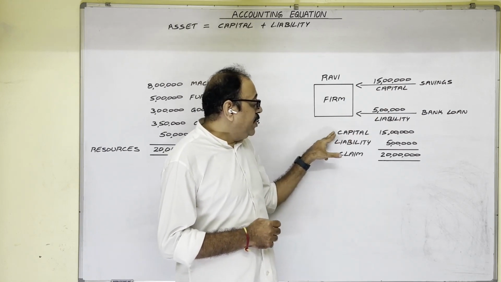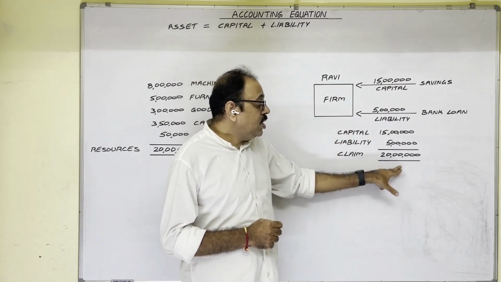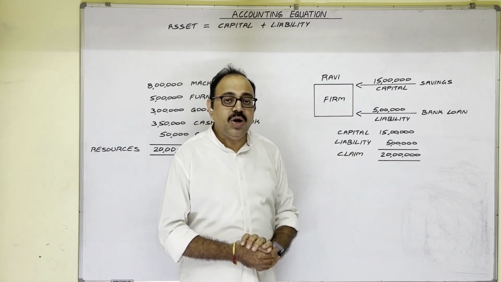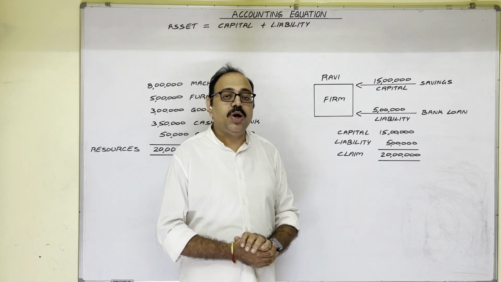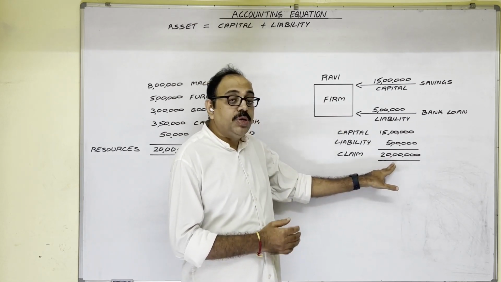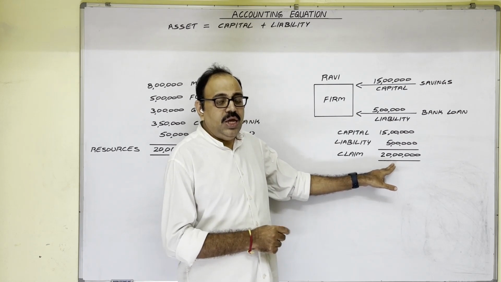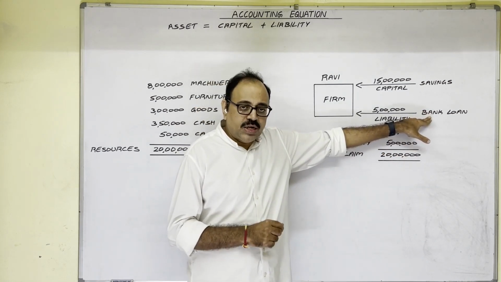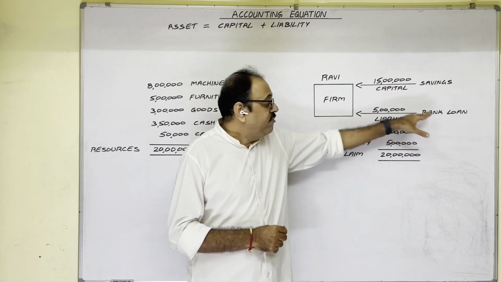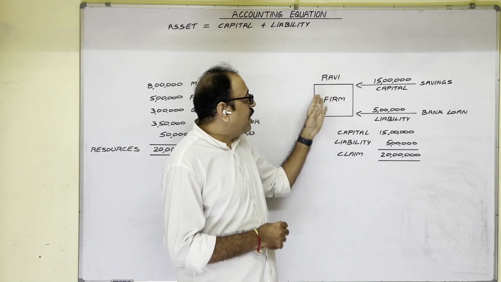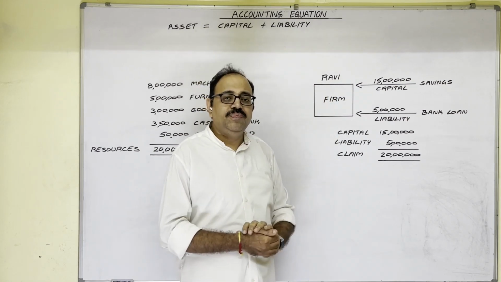So capital plus liability, total 20 lakh rupees, is known as claim. Claim means obligation, responsibility. So the firm has to pay 20 lakh rupees to creditors. Here you may get one doubt. The bank is a creditor, no doubt in that, because it is an outsider. Why should the firm pay 15 lakh rupees to Ravi? Ravi and the firm are both the same only.